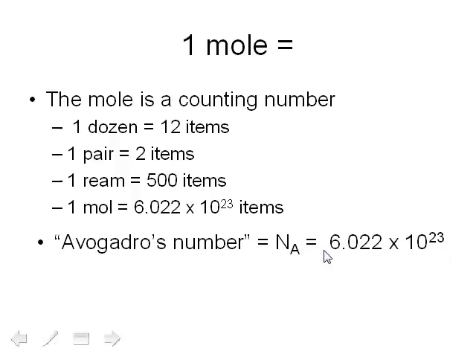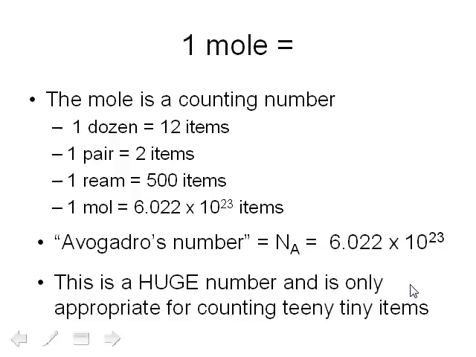This is actually a really huge number. If you took the time to write it out and to move the decimal place 23 places to the right, because that's what 10 to the 23rd means, and you added in all those zeros, it would be really long, and it would be impossible to count that high in any kind of reasonable time frame. In fact, it's so huge that it's really only reasonable to talk about the mole when counting really small things: atoms, molecules, and ions. It would be inappropriate to count a mole of pencils.